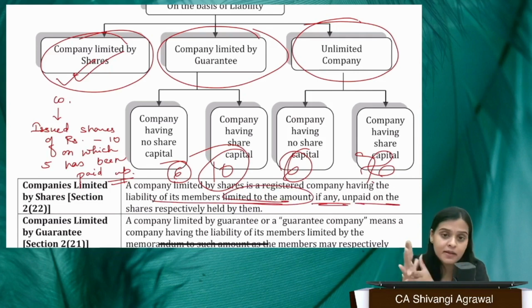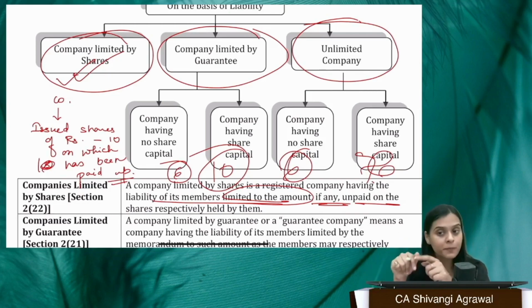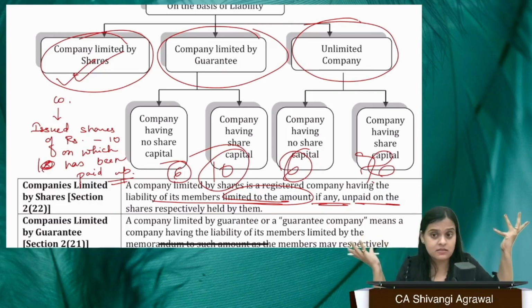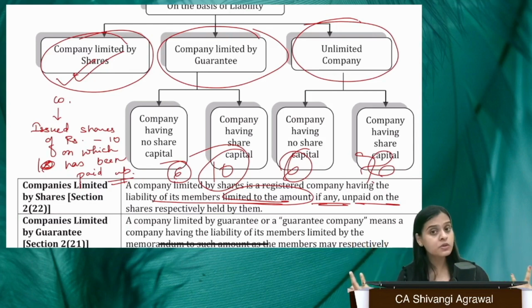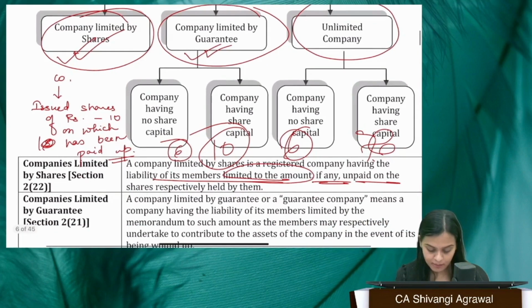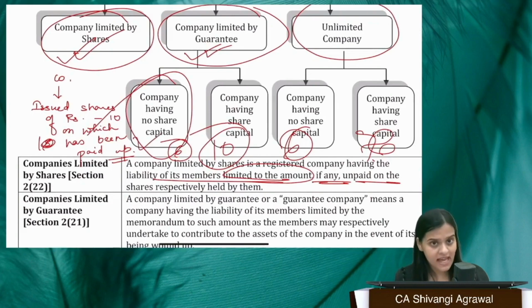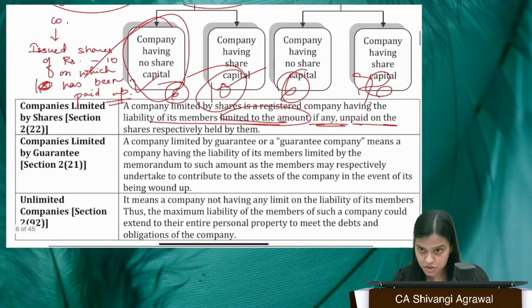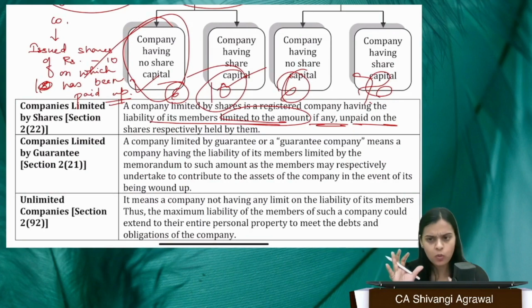If I have fully paid the amount, that means there is no unpaid amount. So I don't have any liability towards the company now. If I say on which 10 rupees has been paid up, that I promised the company that I'm taking one share of rupees 10 and I have paid all that 10 rupees to the company, so I'm not liable for anything else. Right? So now I don't have any liability towards the company. Just like that, if it is a guarantee company, the guarantee company may have share capital, or may not have share capital. If there is a guarantee company which has share capital, it will be clubbed like that. If a company doesn't have share capital, it will be only a guarantee company.